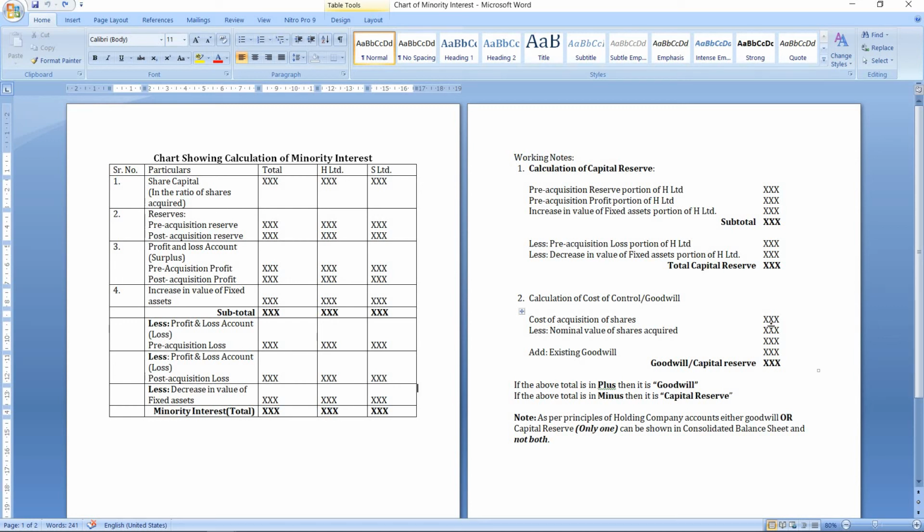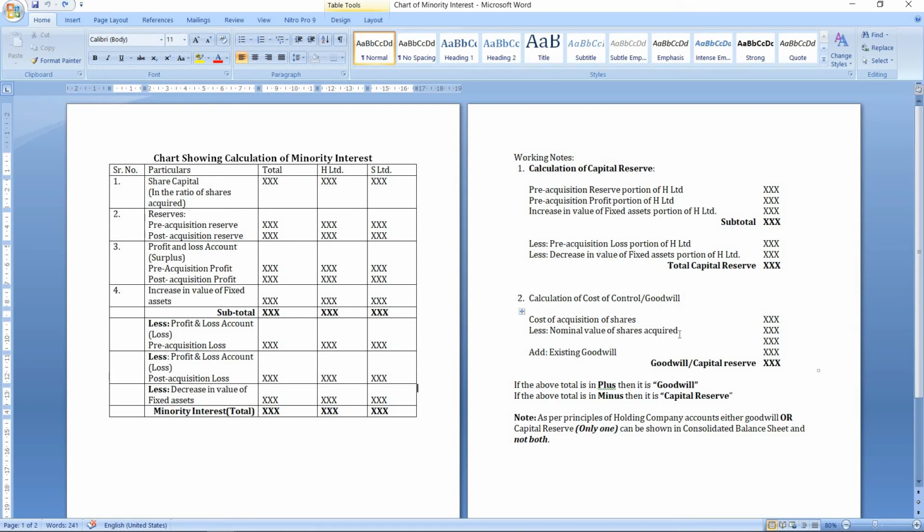If it is not given, then you have to take the share capital of the subsidiary company. In that you have to see how much percent of shares is acquired by the holding company. That percent is to be calculated on the share capital. So you will get cost of acquisition less nominal value of shares acquired. Here you have to take the nominal value of shares acquired.